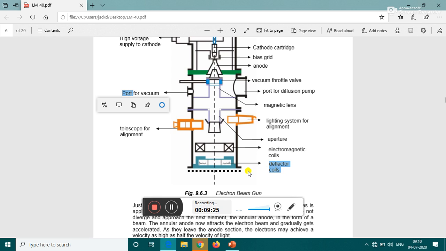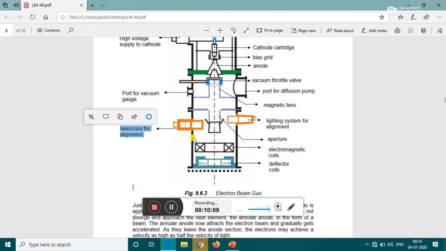Now we can move to the illumination. Here is the lighting system for alignment, also called the illumination system, and the telescope. These both can be combined. This is the lighting system or illumination system, and it is shown here. And this is the telescope. So these two orange ones can be combined, and this is used to align the electron beam with the workpiece.